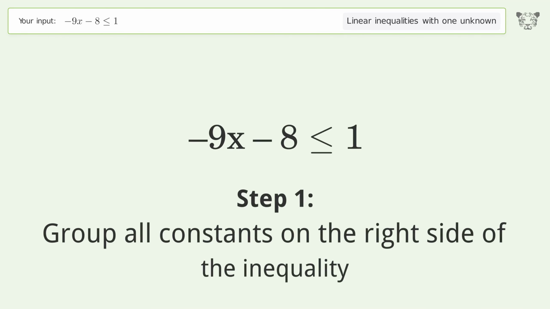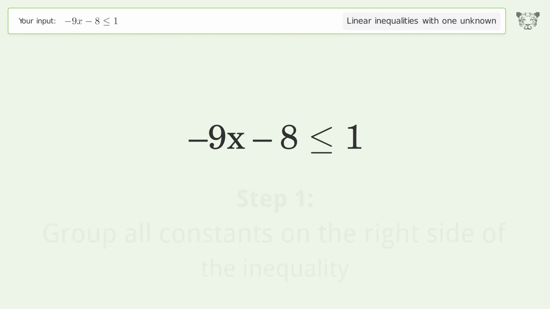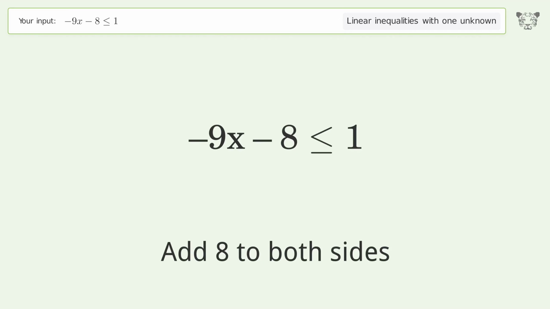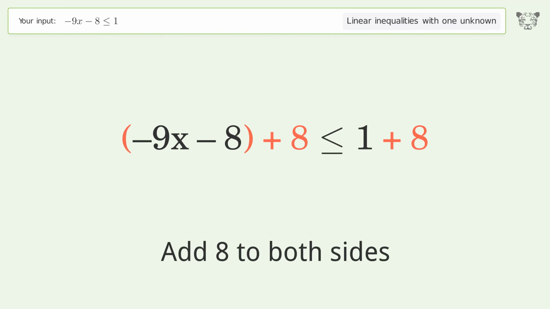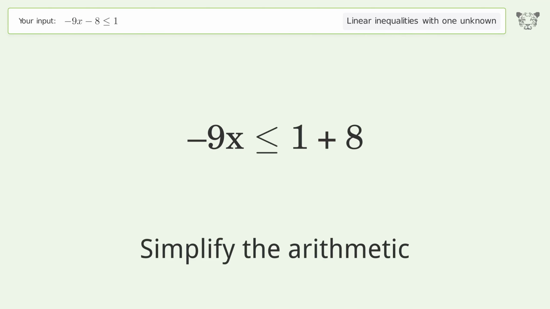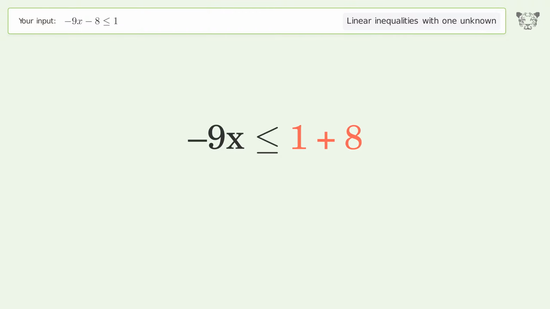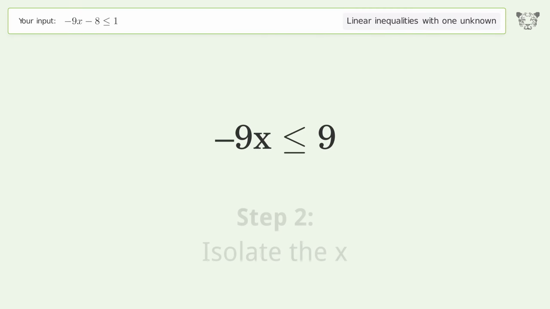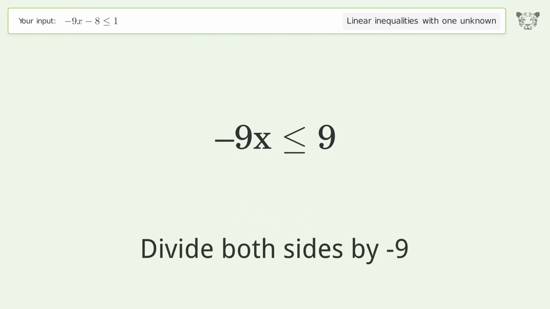Group all constants on the right side of the inequality. Add 8 to both sides. Simplify the arithmetic. Isolate the x. Divide both sides by -9.